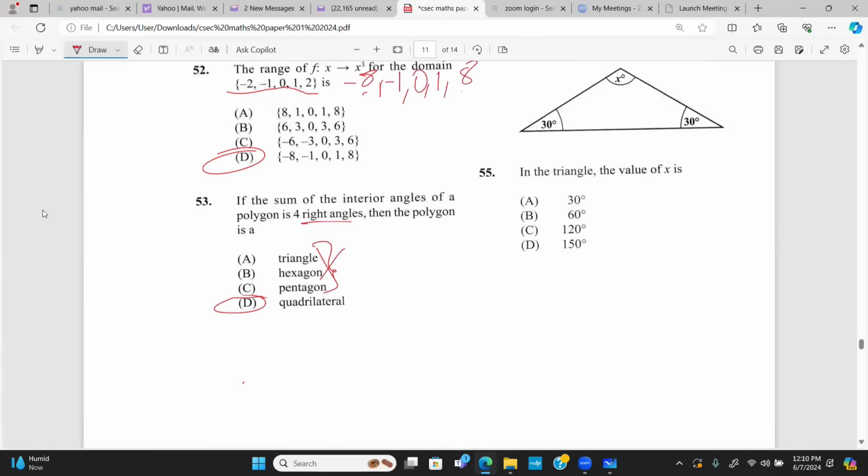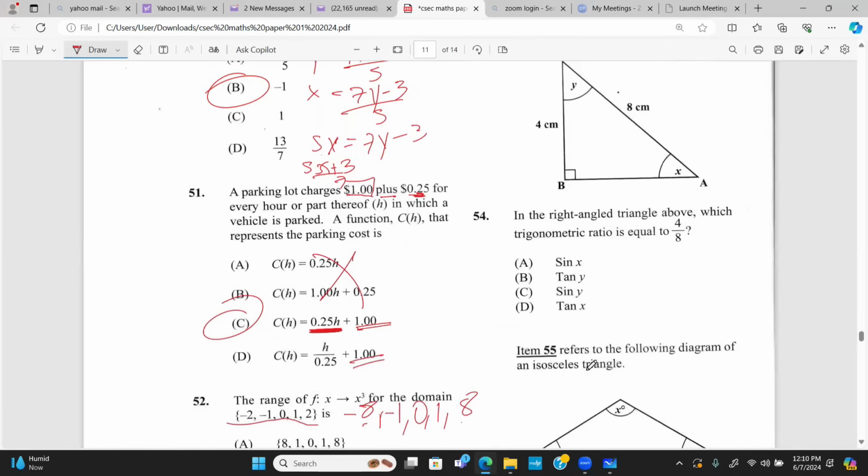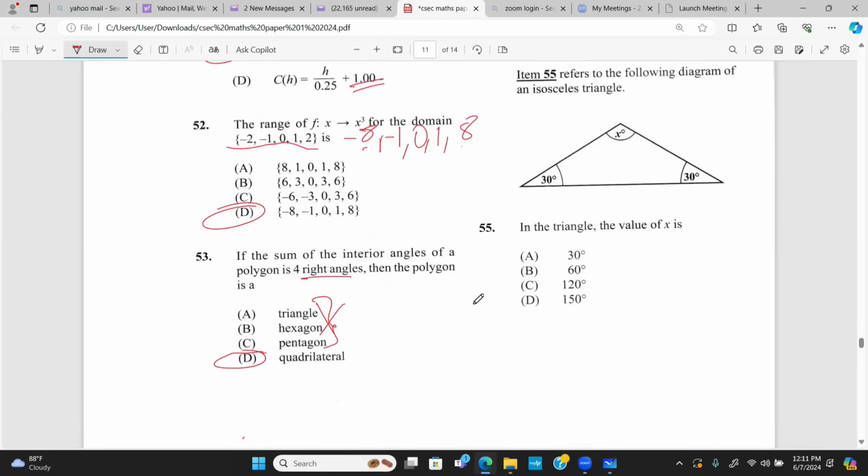So D. 54. Question 54 says, in the right angle triangle above, which trigonometric ratio is equal to 4 over 8? So let us look. If I'm standing where x is here, and I'm applying SOH CAH TOA, sine of x is going to be 4, which is the opposite, over 8. So sine of x will do the trick right there. 54. 55.